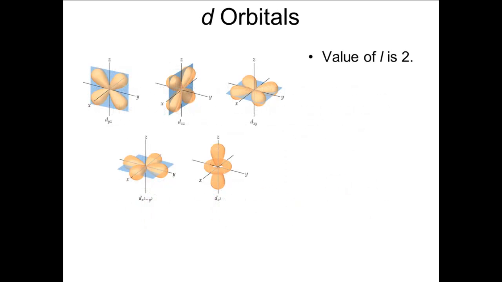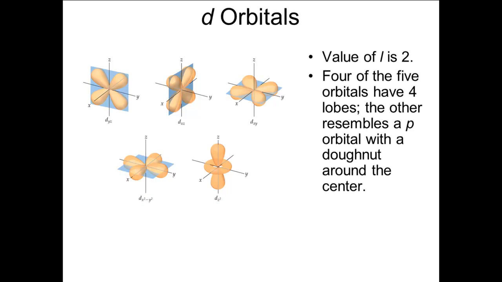The d-type orbitals have 2 angular nodes. 4 of the 5 have 2 planes perpendicular to each other, which produces 4 lobes. The 5th has a donut around what looks like a p orbital. The 2 nodes can be thought of as cones, pointed in opposite directions, which meet at the nucleus.